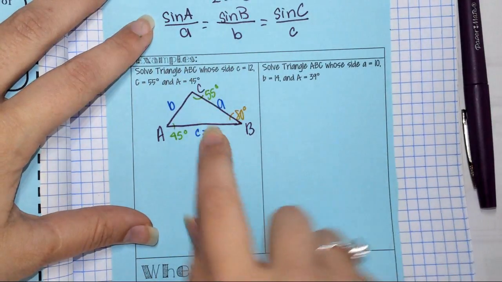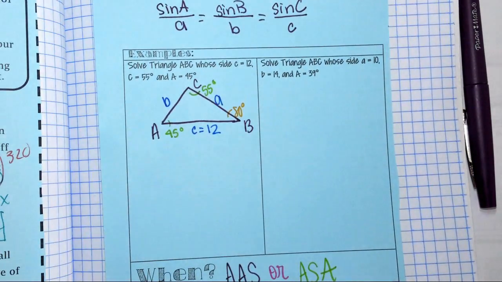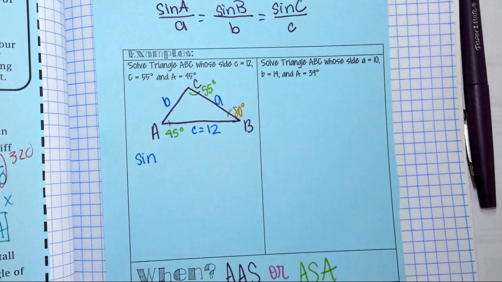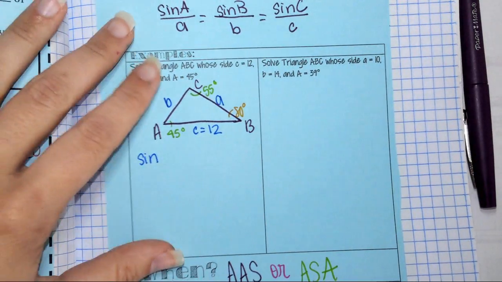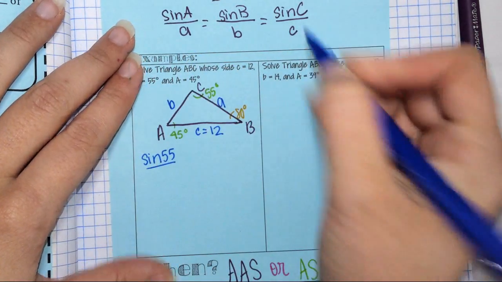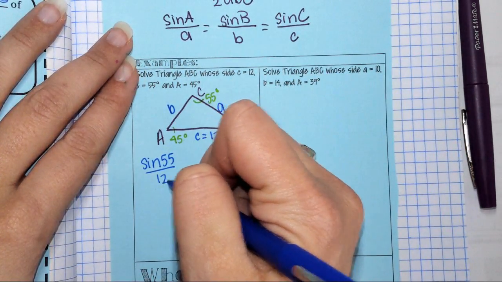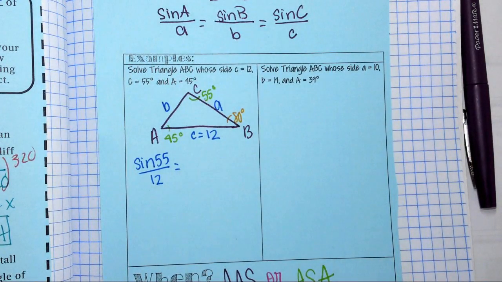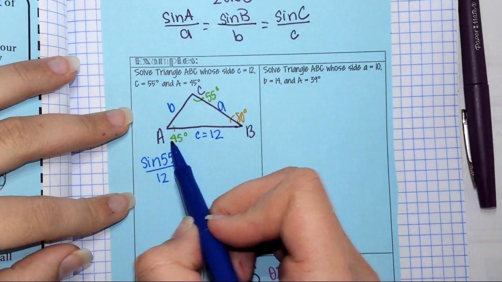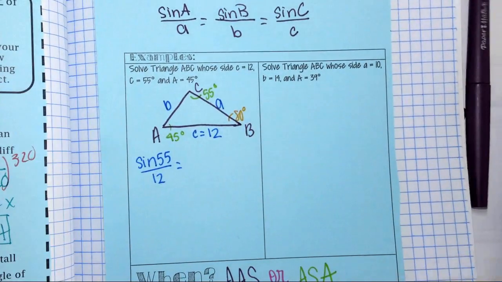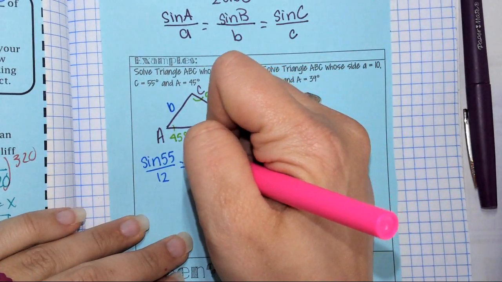So let's set up our ratio for C. So it's the sine. And what's the measure of angle C? 55. And what's the side? What's baby C? 12. Good. Do y'all want to find baby A or baby B first? A? Okay. Now, do we know the measure of angle A? So we would say sine of 45.